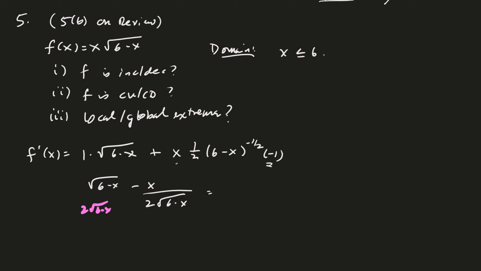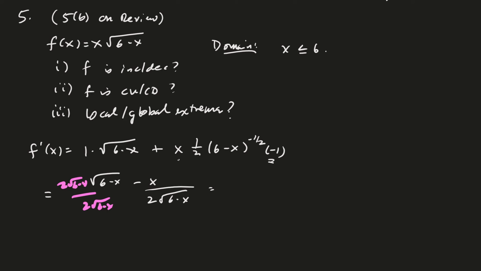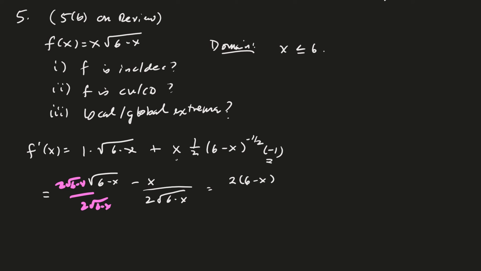So I'll multiply top and bottom of the square root term by 2 square roots of 6 minus x. That's just getting the common denominator, and that simplifies this expression quite a bit, because that's going to be 2 times 6 minus x divided by 2 times the square root of 6 minus x. Good. All right. And so that looks like it's 12 minus 2x minus x, which is 12 minus 3x, divided by 2 times the square root of 6 minus x.